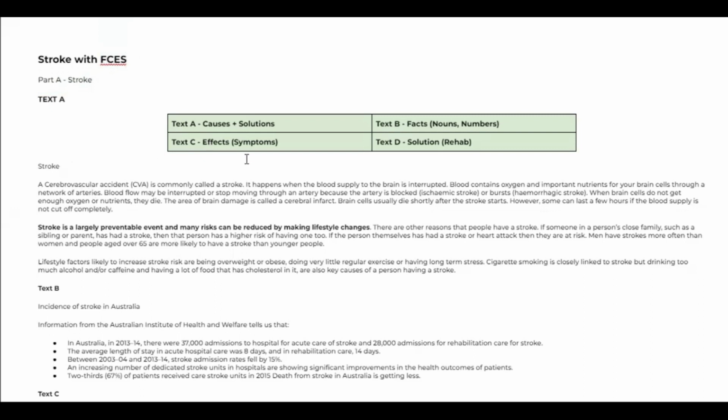So what you have to do is follow these steps. These are very easy steps and you can easily do that. Usually, FCES means facts, causes, effects, solutions. Usually, solutions are treatment. Any kind of treatment comes in the solutions area.